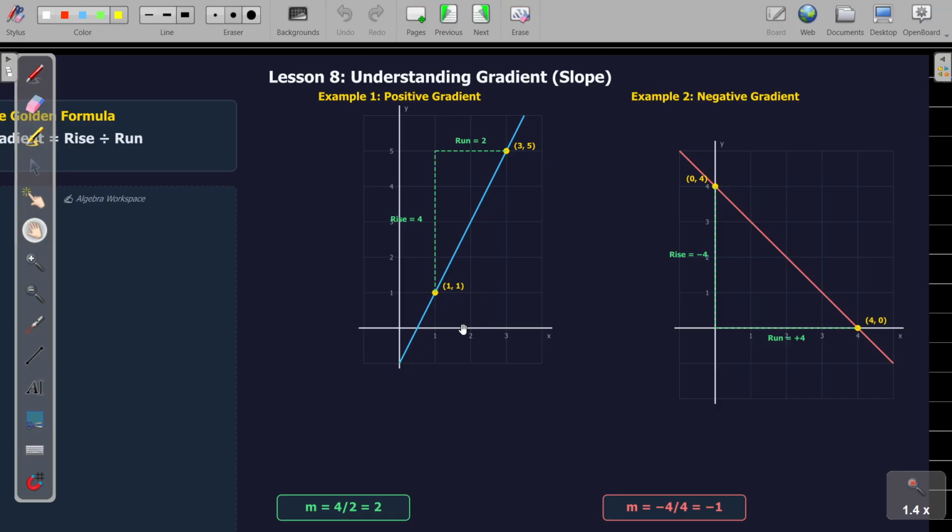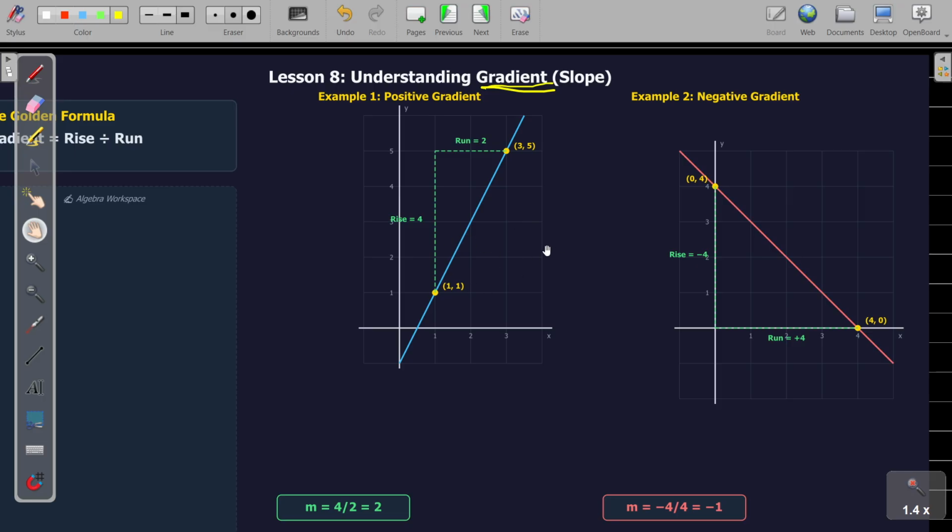So, when we graph lines, some are flat, some are steep, some go uphill and some go downhill. In mathematics, we use a specific number to measure how steep a line is. We call this number a gradient, or we can call it a slope as well. In America, they call it a slope, but I'm going to use gradient here for consistency in Australian mathematics. So let's look at the first example right here.